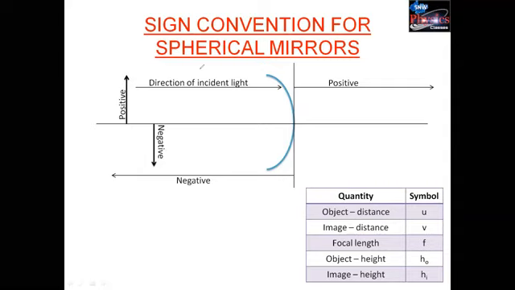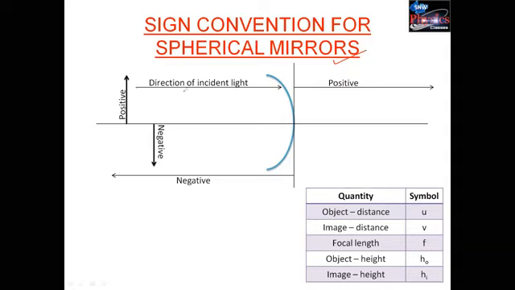Now, the next topic is sign convention for spherical mirrors. Sign convention means which distance must be considered positive and which negative, because while measuring focal length, object distance, image distance, object height and image height, we have to consider all these things. So let us see in shortcut how we will remember the sign convention for spherical mirrors.